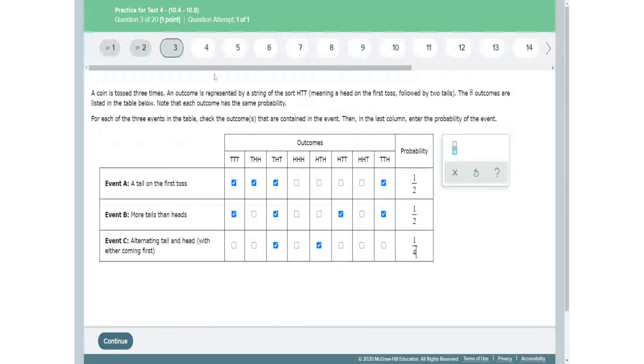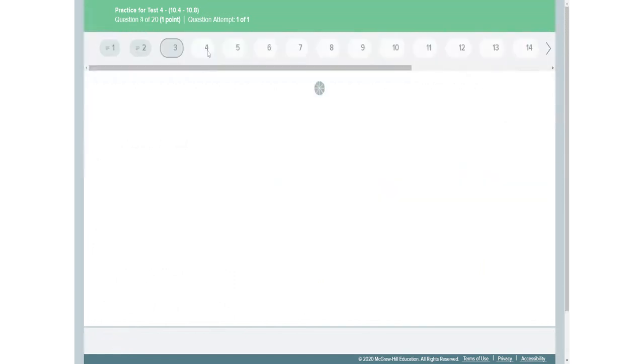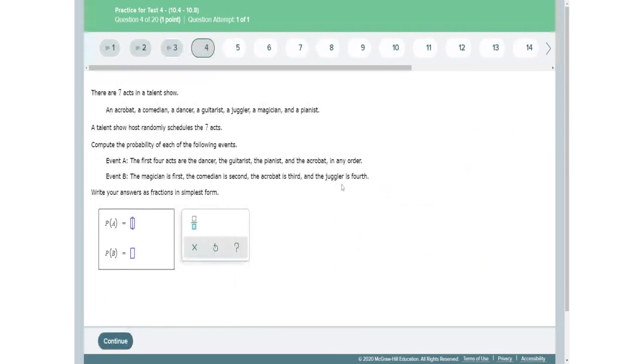So there we go. All right. So now we've got one that's going to deal with permutations and combinations. And we got 7 acts in a talent show. This says acrobat, comedian, dancer, guitarist, juggler, magician, pianist. It's not so important what they are. It's the 7. And then you're going to have 4 that are going to be picked.